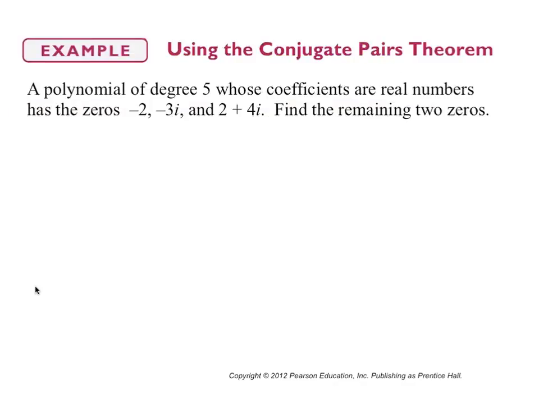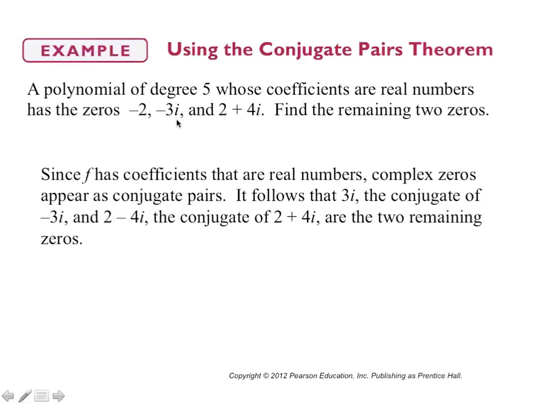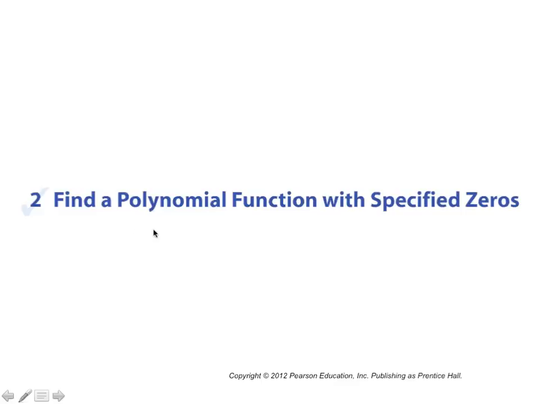So let's go ahead and use this. So let's say we have a polynomial of degree 5 whose coefficients are real numbers, and we have zeros -2, -3i, and 4 plus 2i. And what we want to do is find those remaining two zeros. Now, all we have to do is use that conjugate pairs theorem. So if we know that -3i is a 0, then we also know that +3i is a 0 because that's the conjugate. And if we know 4 plus 2i is a 0, then we also know that 4 minus 2i is going to be a 0.